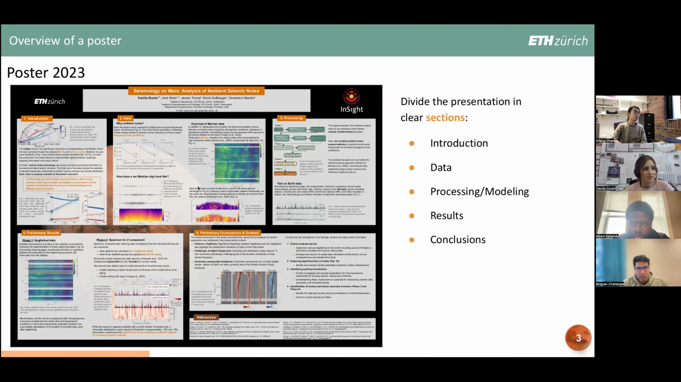What I will say now will overlap quite a lot with what was just presented for the talk. Most of the points can be applied to both talks and posters, but in general, try to divide your presentation or poster into really clear sections. As you see here, there is a clear introduction, in my case data, processing, results, and conclusions. Try to divide it like this, not only for the public, but also for yourself. Look at the points individually and try to see what are the most important parts.